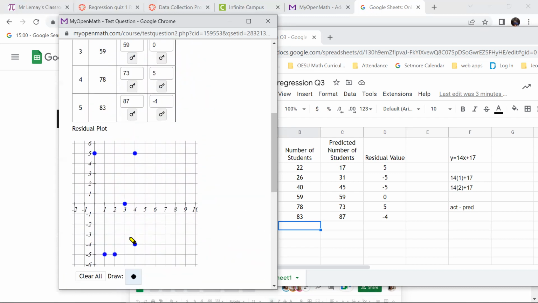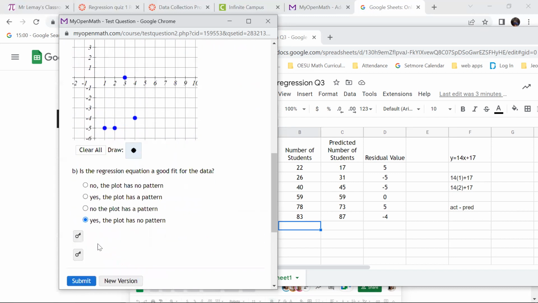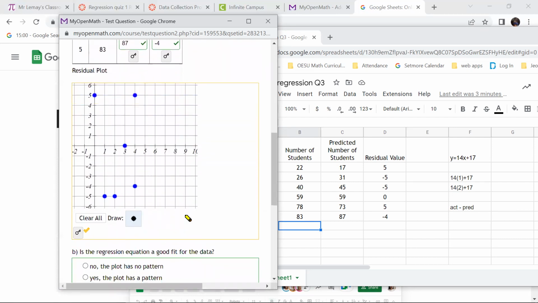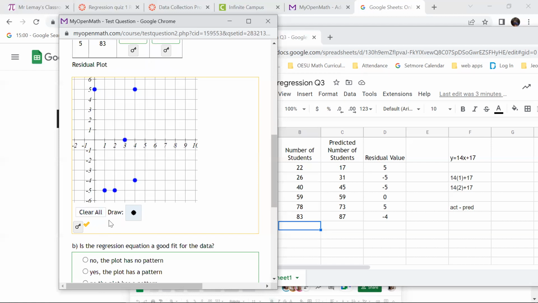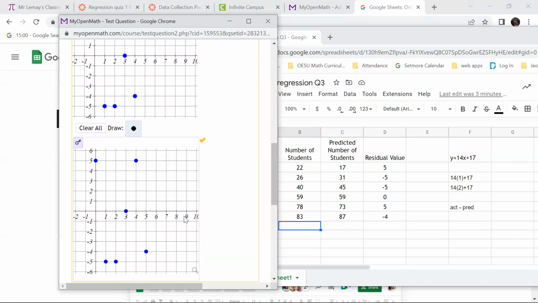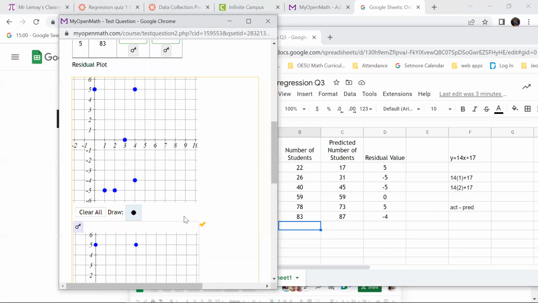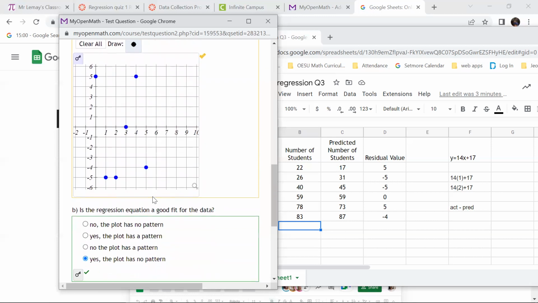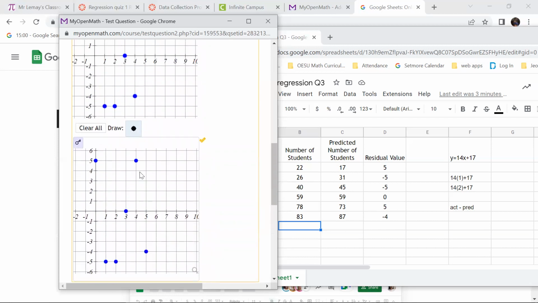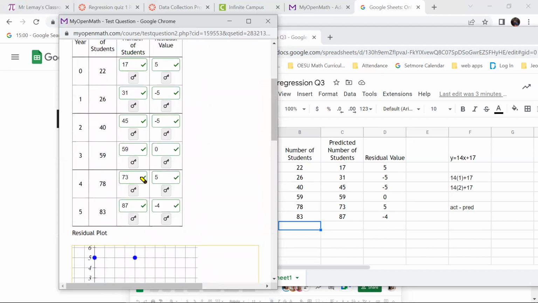Let me see how I did. Taking a risk here. Let's see. It likes all of that. It didn't like something. What did it not like? Did I miss one? Oh, I see what I did. You see what I did? Right there. Yeah, that's what I did wrong. You probably caught me doing that. And then yes, there's no pattern. So other than me being a dummy and not being able to plot points, that's how you do this problem.